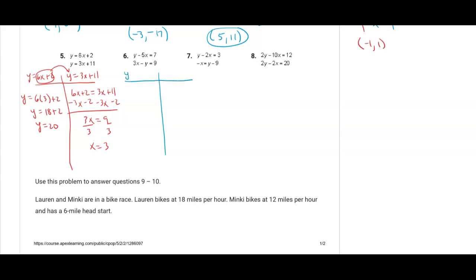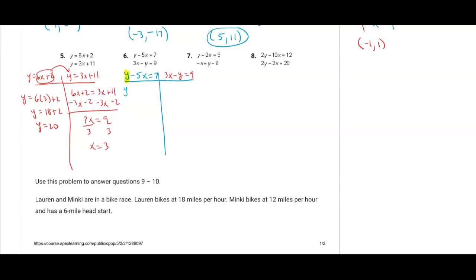I'm going to write my two equations up here. Y minus 5x equals 7. Then I'm going to write 3x minus y equals 9. Now, if I look at these two equations, I don't have either of them solved for a variable. So I want to look and determine what's the easiest variable to get by itself. And in this case, y in this side is easy to get by itself. How do I do that?